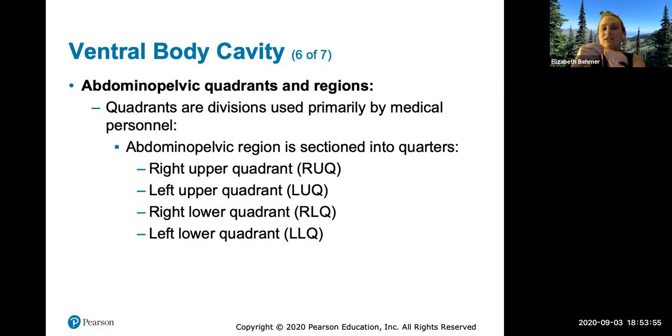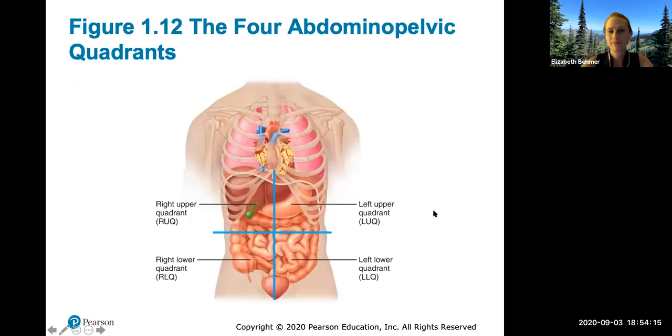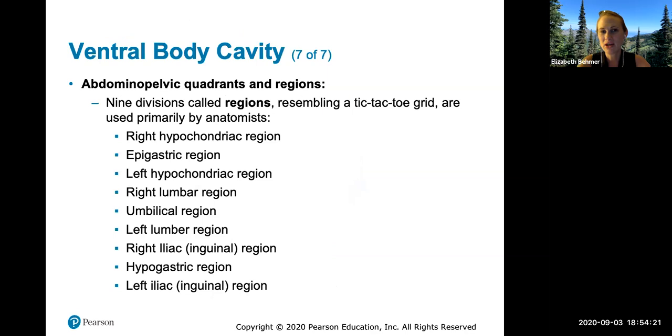Then the cavities are divided into quadrants and regions, and these quadrants, again, are used by medical personnel, whether they're trying to diagnose a pain that's originating from a quadrant, or they're trying to make notes about where they're going to perform surgery. So we have a right, left, upper, and lower quadrant, and they're often abbreviated like that. They're divided into 4 abdominopelvic quadrants, and later they're also divided into 9.